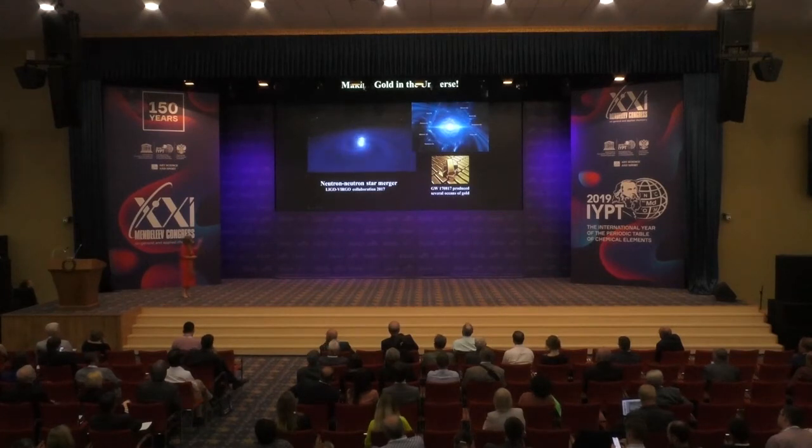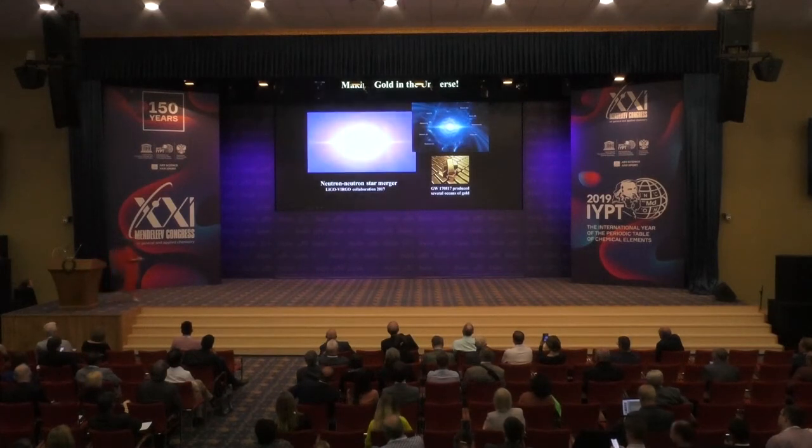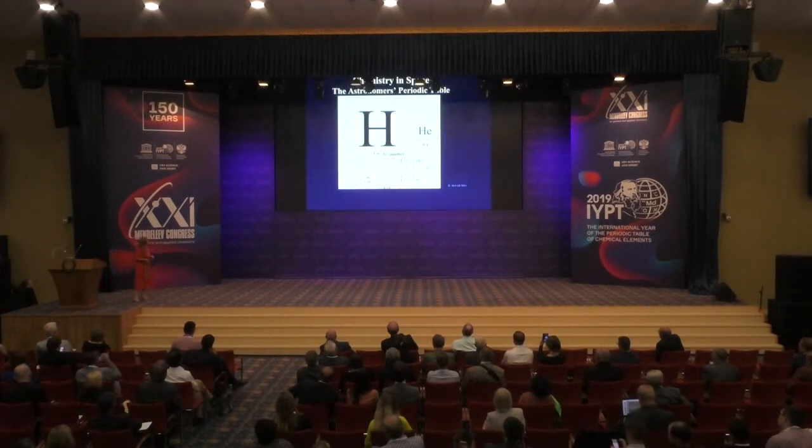and they saw the signatures of all of these elements beyond the iron peak that were actually produced here in this neutron-neutron star merger. So for this particular event, several oceans in terms of mass of gold were produced in just this one neutron-neutron star merger. Good. So that's a brief summary of how we make the elements in space.